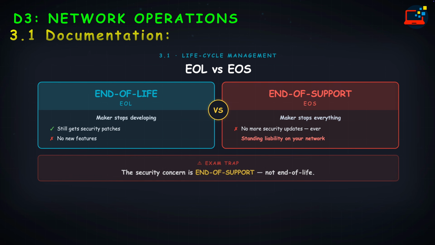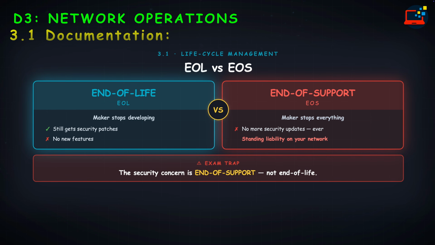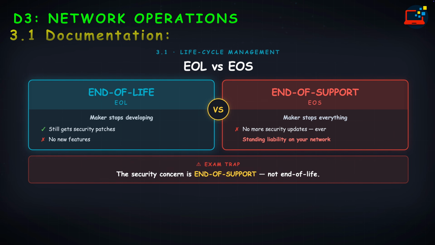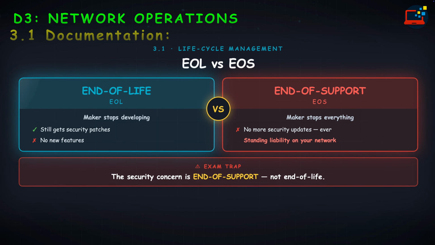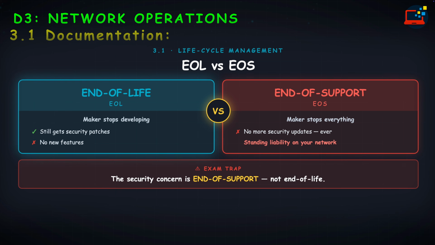Lifecycle management is where the exam plants a clean trap. End of life, EOL, means the manufacturer stops actively developing a product. It may still ship security patches, but no new features. End of support, EOS, means the manufacturer stops everything, including security updates. That's the dangerous one. A device past end of support will never receive another security fix, so it becomes a standing liability on your network. If the exam asks which milestone is the real security concern, it's end of support, not end of life.